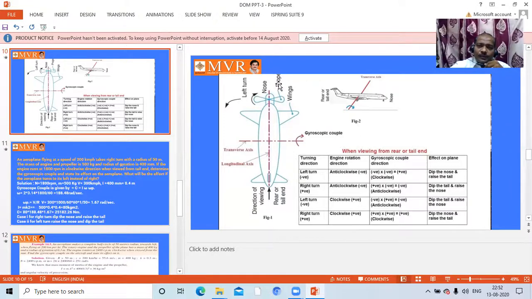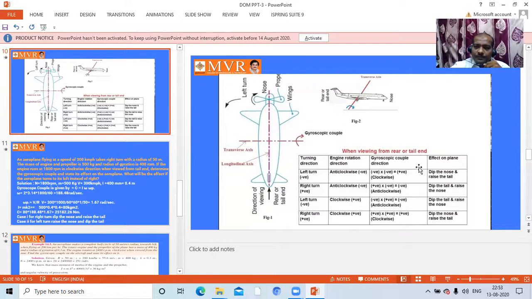Next, this is the propeller. The propeller is rotated with the help of the internal energy provided in the aeroplane. Here we are going to take a left turn. So this is one of the cases. This is the front view and this is the top view. The turning directions are left turn, right turn, left turn, right turn. So four options are there. Left turn with anti-clockwise direction, left turn with clockwise direction, and so on. All are seen from the rear end only.